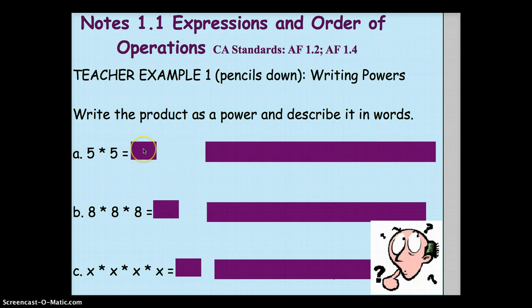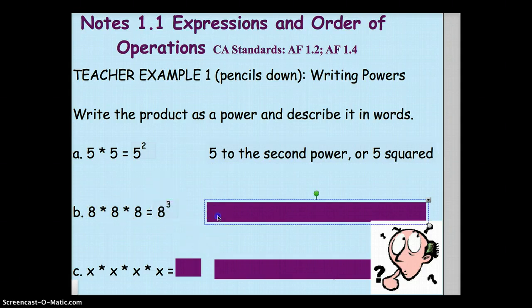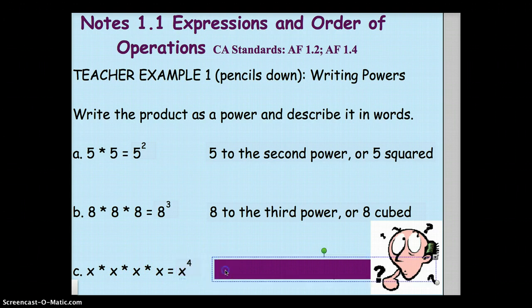When I write it as a power, I'm going to use my exponent. Since there's 2 5s, it's 5 to the second power. And writing it out in words, I write just that: 5 to the second power, which also can be read as 5 squared. Next problem, we have 8 times 8 times 8. We have 3 8s, making it 8 to the third power, or 8 cubed. Last one, x times x times x times x, is x to the 4th power because there's 4 x's. And there's no other way we say that, just x to the 4th.